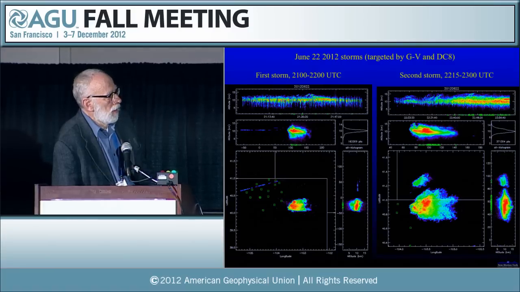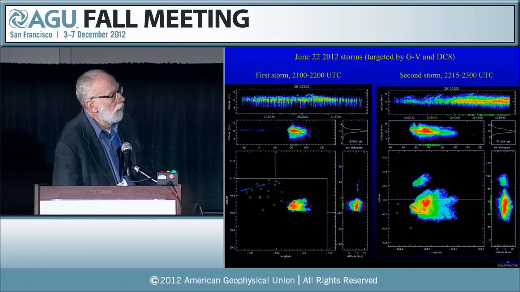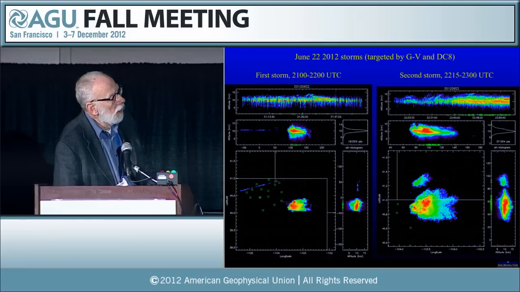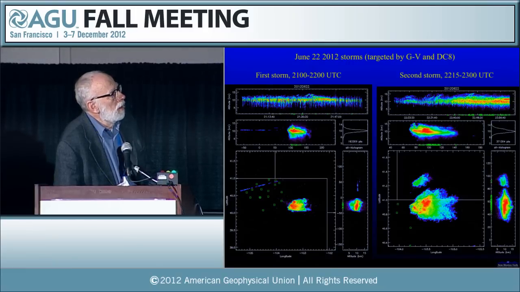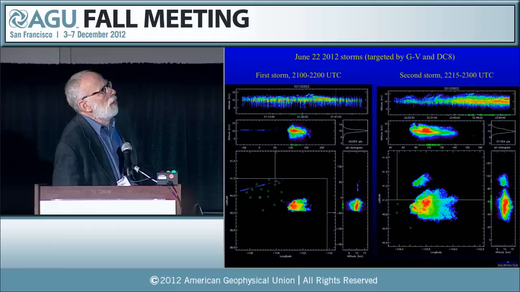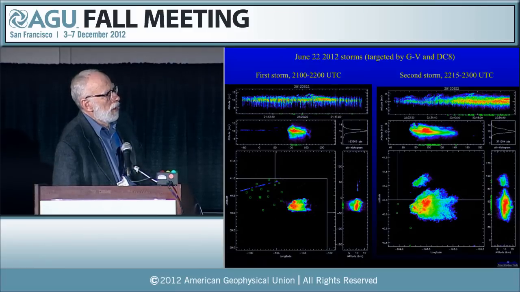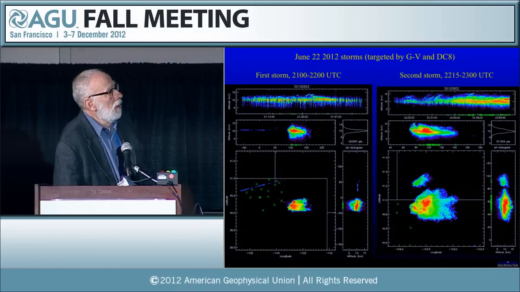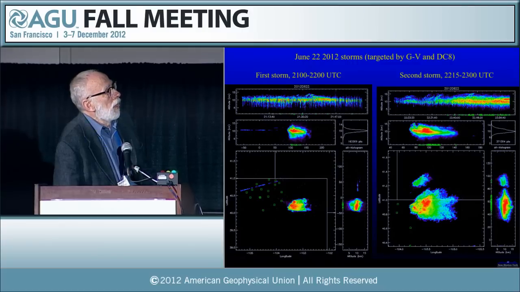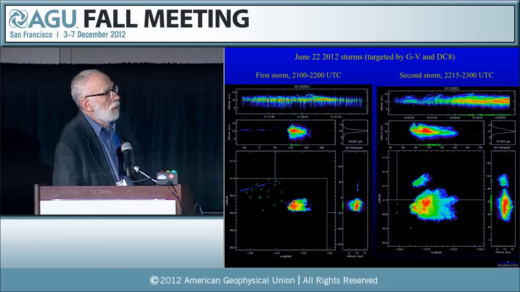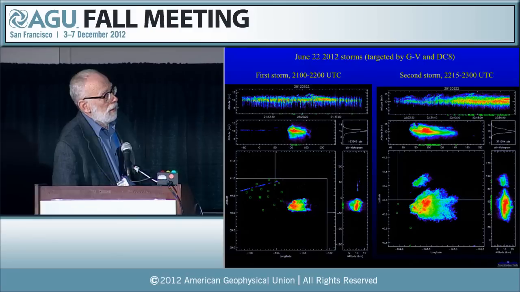By the way, there's an airplane track there on the upper left. Okay, the point to make here is that the first cell, which is shown on the left, had no lightning to start with, and then it started producing positive cloud-to-grounds.